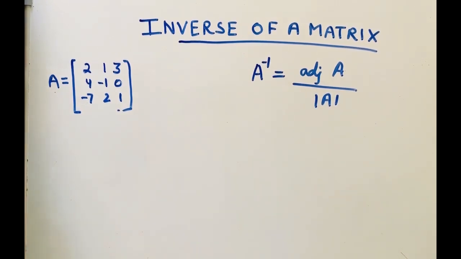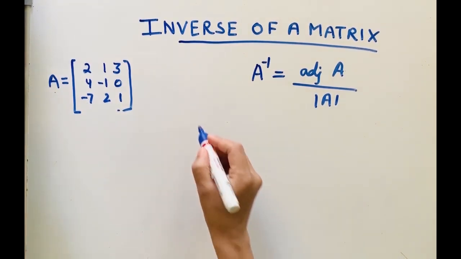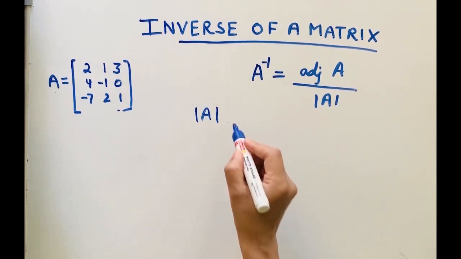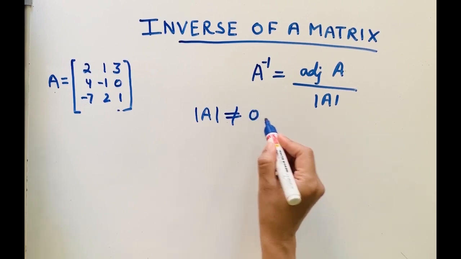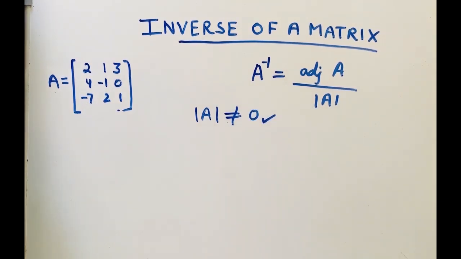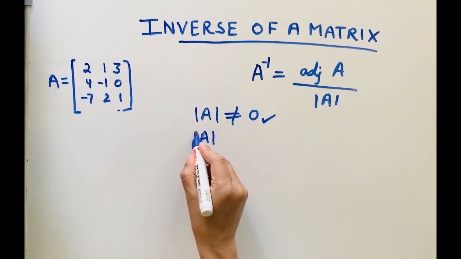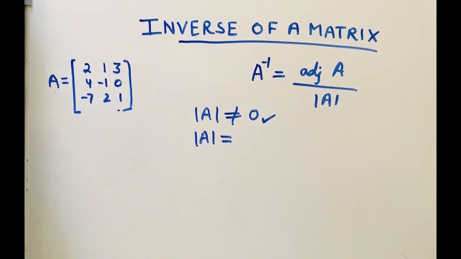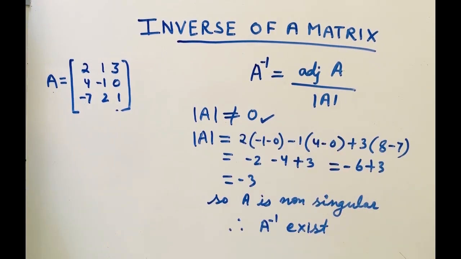Now for finding the inverse of any matrix, the first step is to find the determinant. The inverse exists for any matrix when the determinant is not equal to 0. So first thing, you have to check whether the determinant is 0 or not. So here determinant of A is equal to, we can expand it along the first row. So you will get, here you can see the determinant of A is coming -3. Now you can say that A is a non-singular matrix, so therefore your A inverse exists.